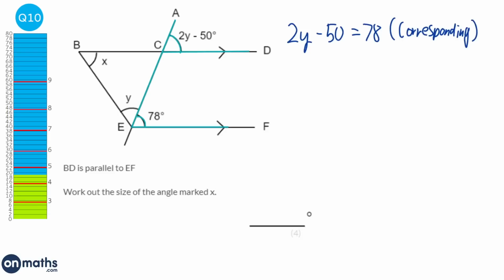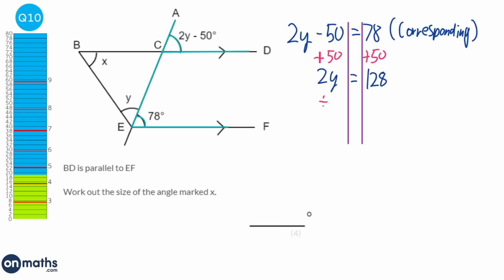And corresponding angles are equal. Now here we've got an equation and we want to solve it, so we get our lines in. We'll first of all add 50 to both sides. So we've got 2y equals 78 plus 50, which would be 128. And then we're going to halve both sides, or divide by 2. So we've got 64. So we know that y is 64.